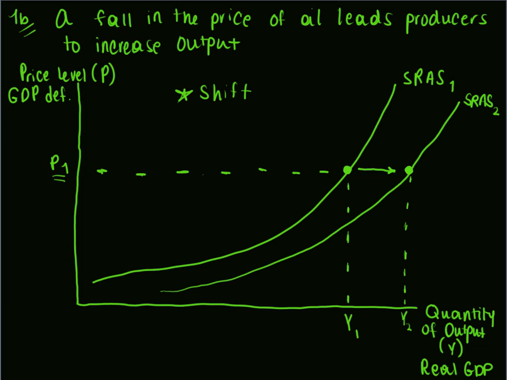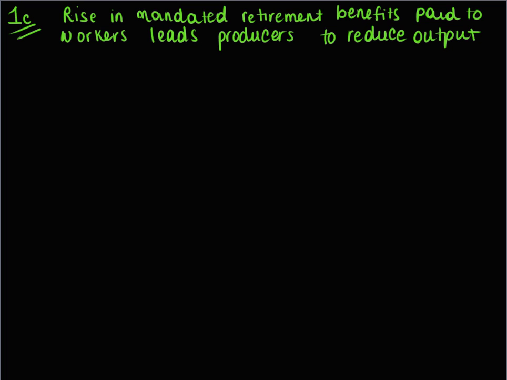In part C, the problem asks you to consider the change in aggregate supply as a result of a rise in mandated retirement benefits paid to workers. So first, before I even consider this, I'm going to draw out my ADAS model, where on the horizontal axis I have quantity of output, which I denote by Y and measure using real GDP.